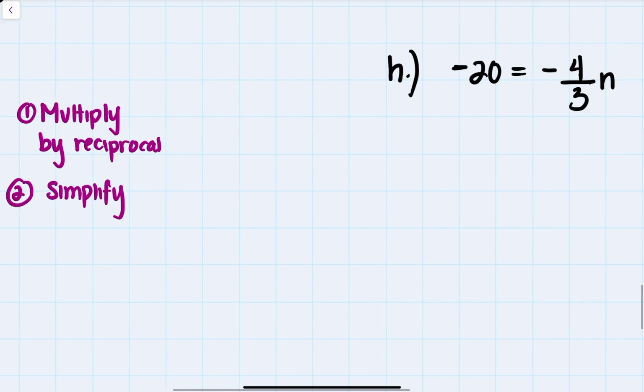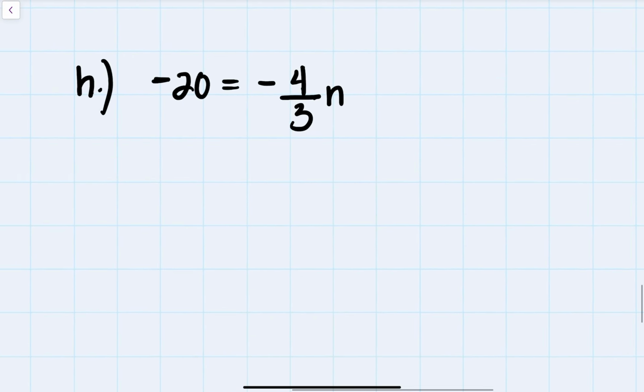All right, let's go ahead and start off with h in this case, guys, and here's h. Now in this case, I have a negative 20 is equal to a negative 4 over 3n. Now on this one here, same idea. I want to go ahead and leave our variable alone, which is n. And what we're going to do is multiply both sides by the reciprocal of negative 4 over 3.